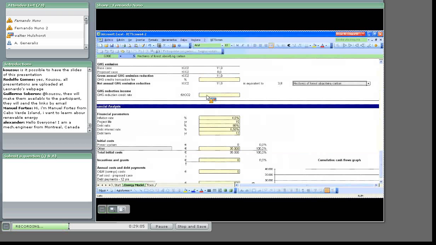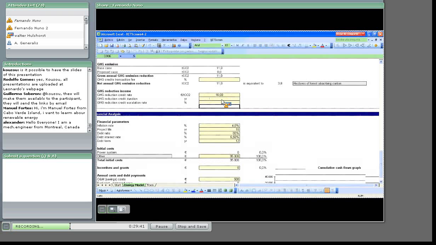In the case we have an income because of greenhouse reduction, this is very interesting for countries not included in Annex 1 of the Kyoto Protocol, which are eligible for clean development mechanism projects. So in this case you could introduce here the market price for your carbon credits. Currently it's going down, but you could assume prices like 16 euros per ton today.